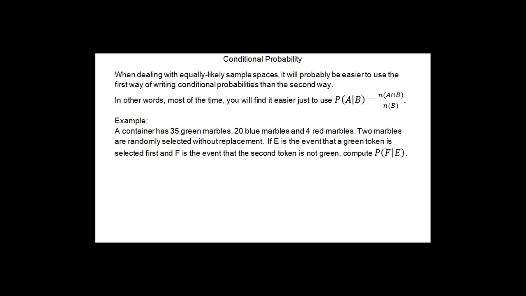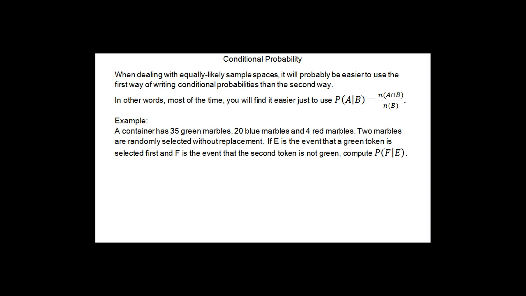Okay, let's look at another example. A container has 35 green marbles, 20 blue marbles, and 4 red marbles. 2 marbles are randomly selected without replacement. If the event E is that a green token is selected first and the event F is that the second token is not green, then compute the probability of F given E.